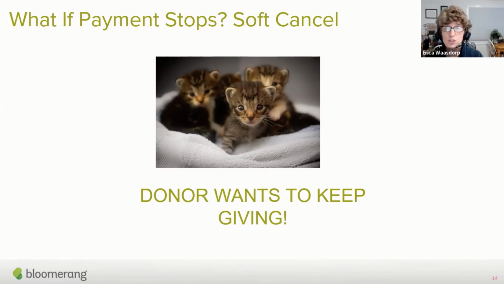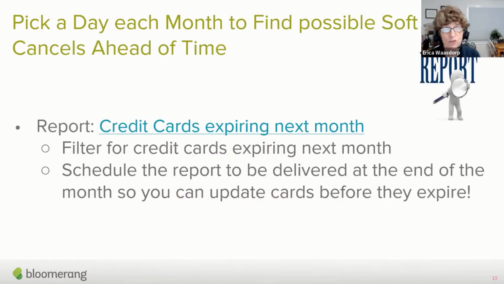So if the payment stops, it's a soft cancel. The donor wants to keep giving. So we as fundraisers have to give them the option and the courtesy to let them know that their payment didn't come in. So I recommend that you pick a day each month to find out what those possible soft cancels are ahead of time. And again, Bloomerang has a great report for that.